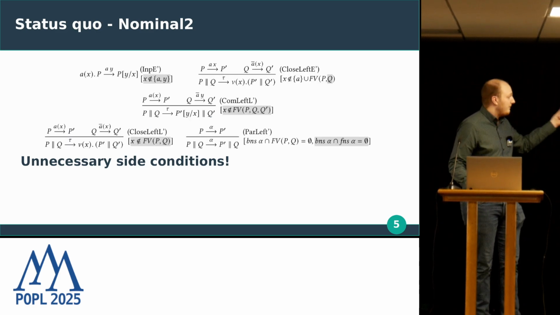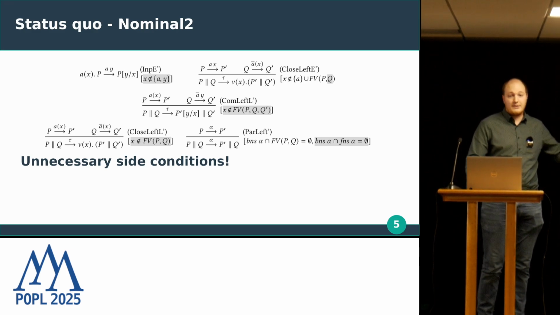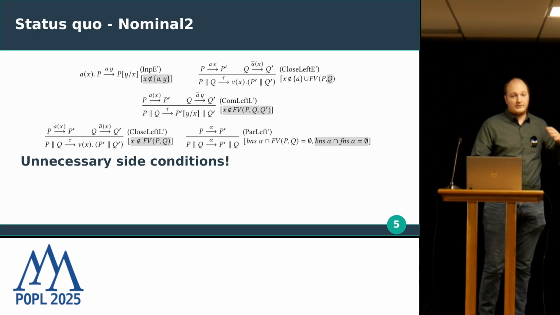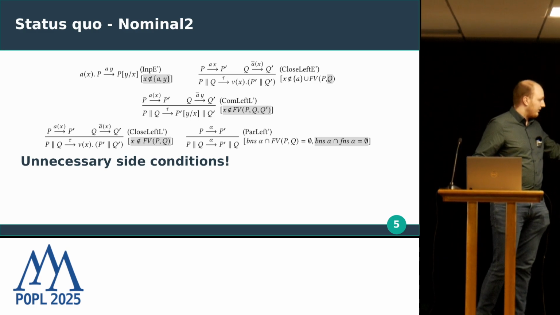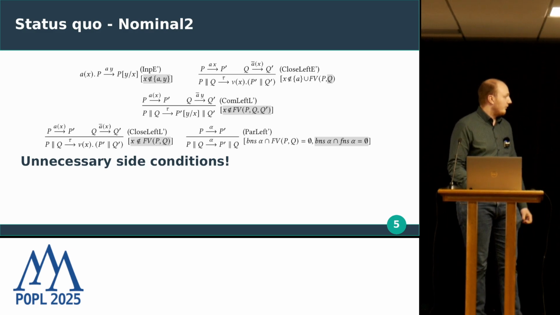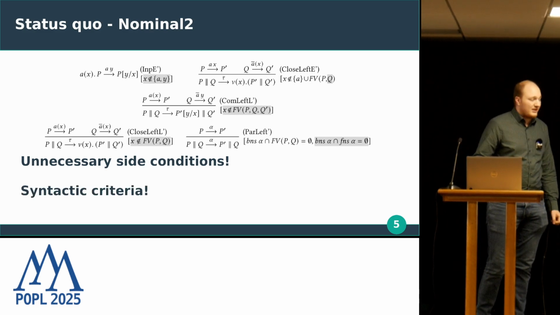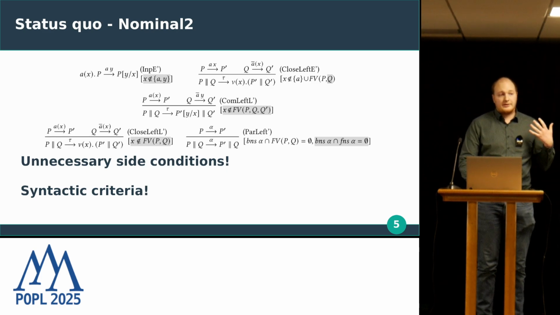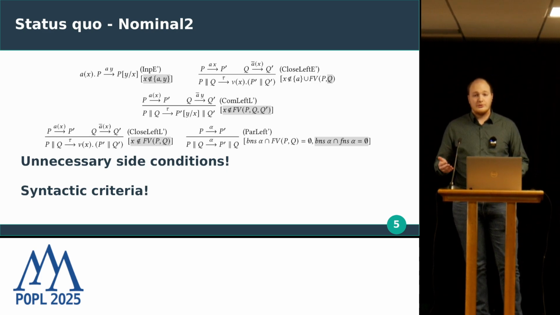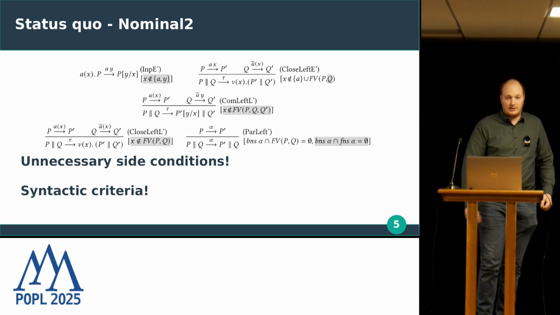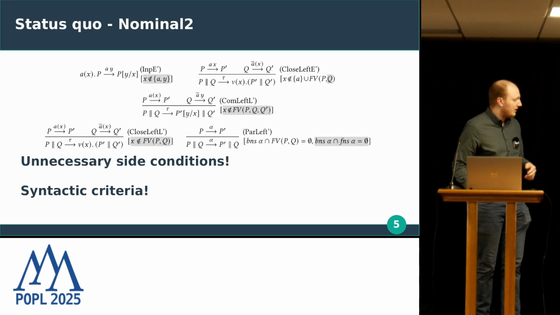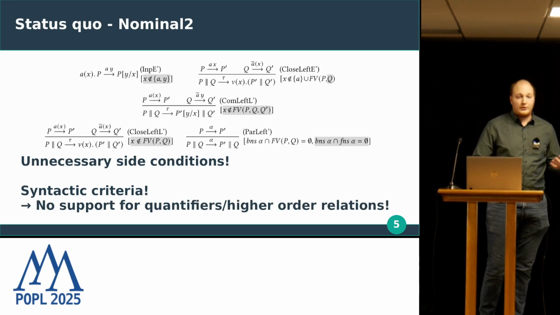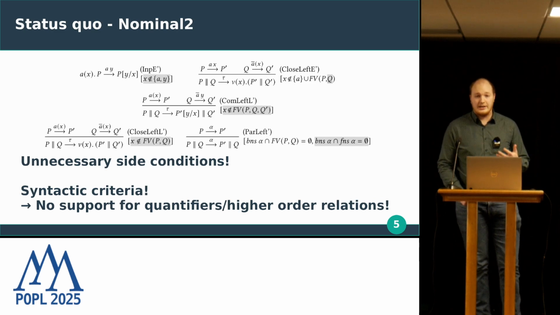This is from our paper. This is the process calculus, and everything that's colored gray is extra side conditions that should not be there. And that's the status quo for this. There's another problem. They employ syntactic criteria on the rules that define our relation. And this is syntactic criteria, which means it rules out very useful things like quantifiers and higher order relations.